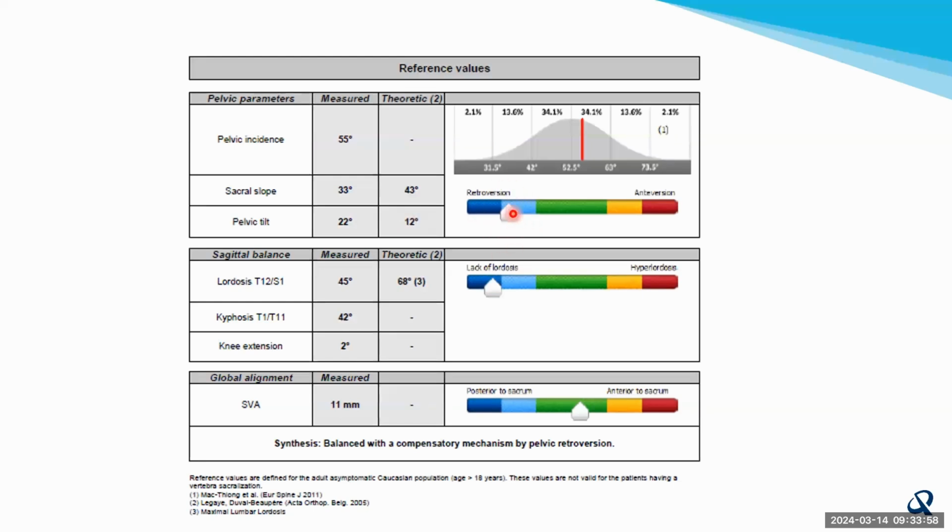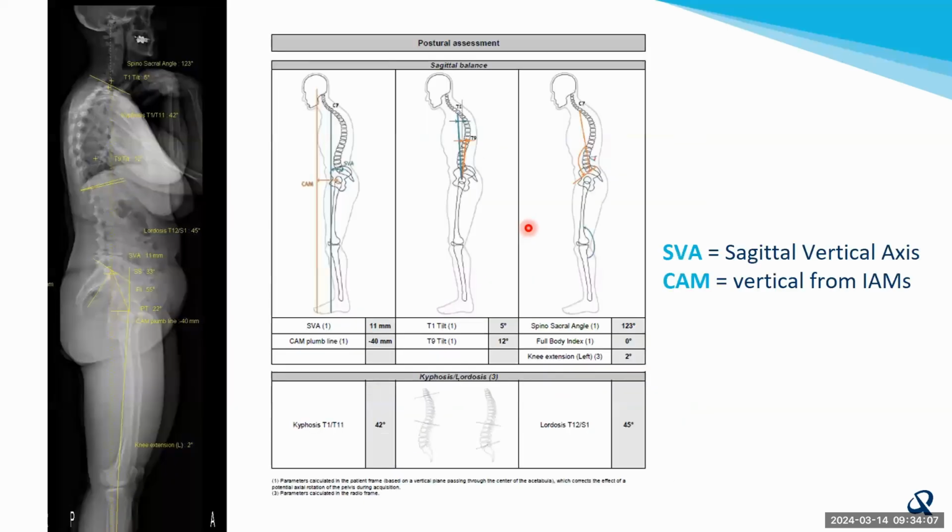And they're retroverting their pelvis because they can, because they have a higher pelvic incidence. All right, hopefully I'm making sense. And so how do we measure the sagittal balance in the end?